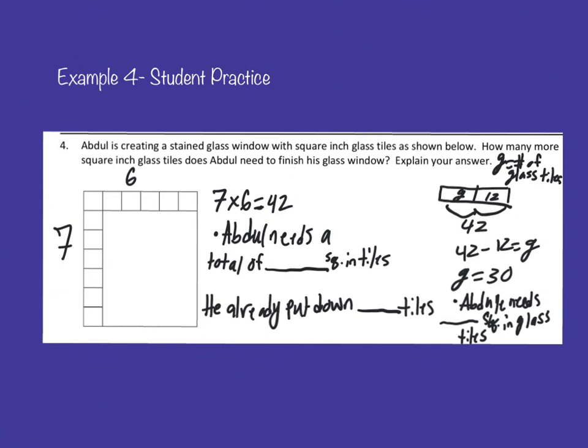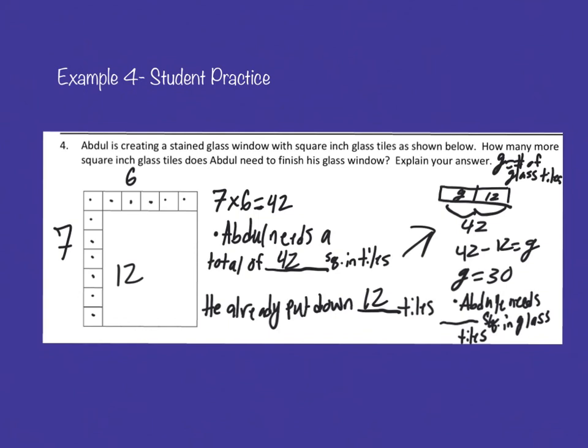So, from this, Abdul needs a total of 42 square tiles. He already put down 12 as you count 1, 2, 3, 4, 5, 6, 7, 8, 9, 10, 11, 12. And over here, you can see that it's again cut into a rectangle, and it's G and 12. G is the number of glass tiles.